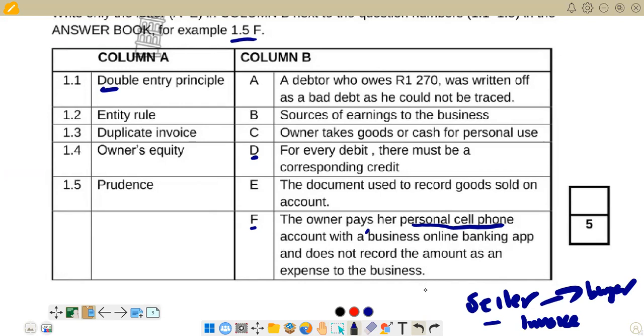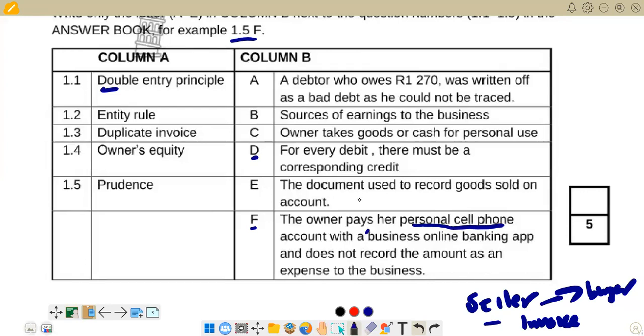So in the case of a duplicate invoice, it means the buyer is going to receive two invoices. From the explanation I gave, the second invoice might differ in the date, the amount, the invoice number, or even the description of the goods that have been sold. So that's what we have in terms of a duplicate invoice. From the descriptions given, you would see that E is the most appropriate.